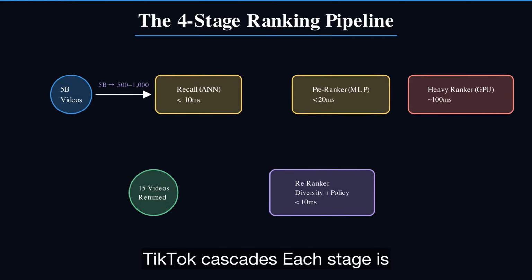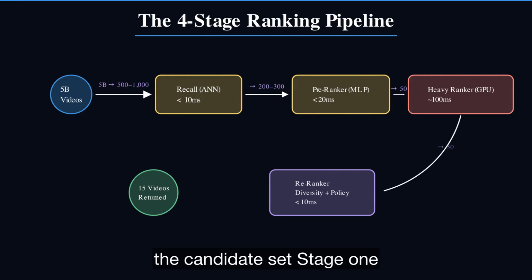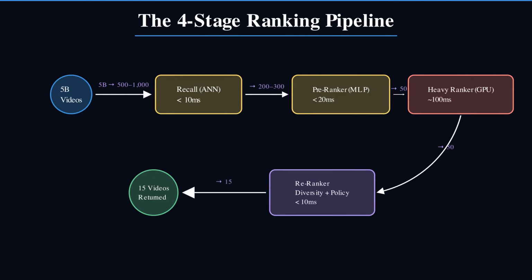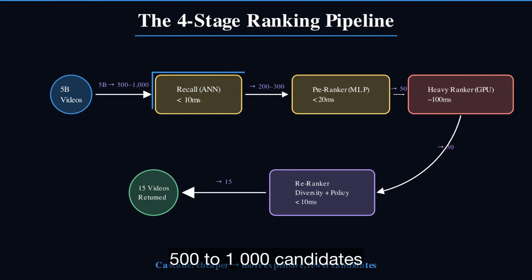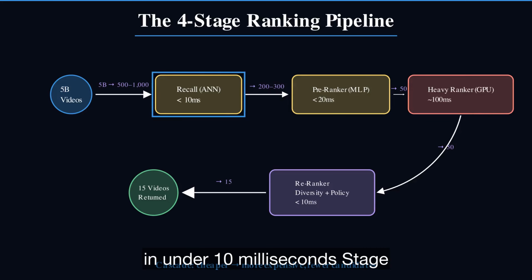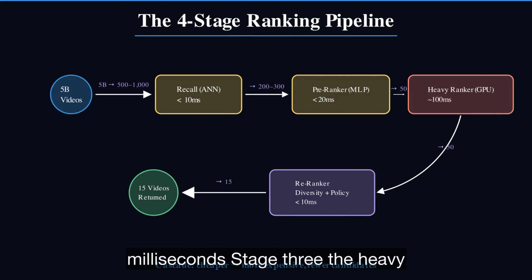So TikTok cascades. Each stage is cheaper and faster, progressively narrowing the candidate set. Stage 1. Approximate nearest neighbor search retrieves 500 to 1,000 candidates in under 10 milliseconds. Stage 2. A lightweight pre-ranker, logistic regression, or a 2-layer MLP. Cuts that to 200 candidates in under 20 milliseconds.